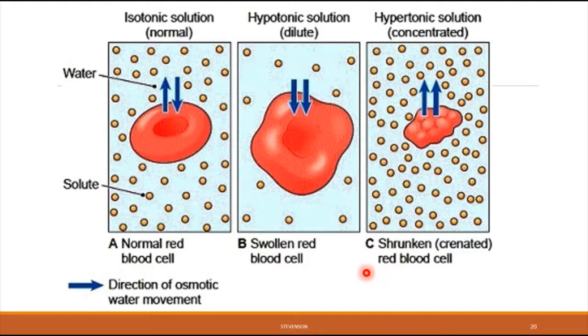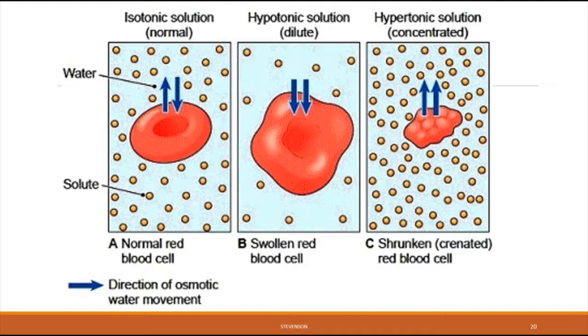And on the right-hand panel, we see the opposite scenario. We see a cell in a hypertonic solution. A hypertonic solution, if we think about what we already know about the prefix hyper, hyper means elevated, right? It means too high. And so if a cell is bathed in a solution where it has too high of a concentration of solutes, then the opposite thing happens as in a hypotonic solution. The water wants to move toward that higher concentration, and so it will rush out of the cell, causing the cell to shrink or crenate.